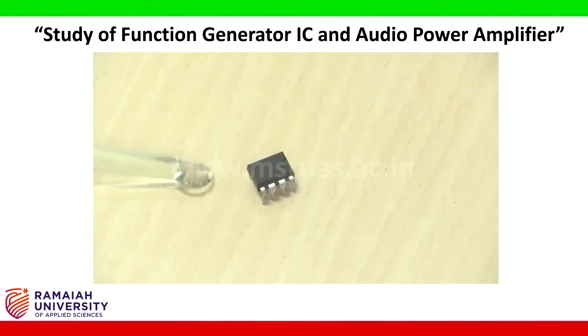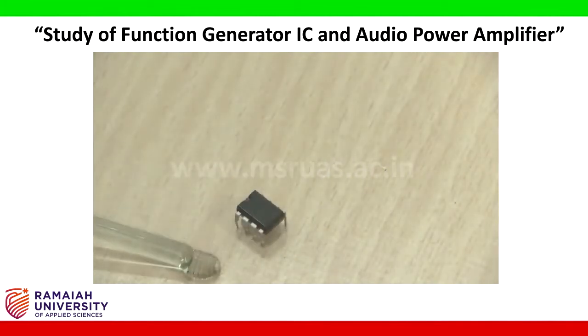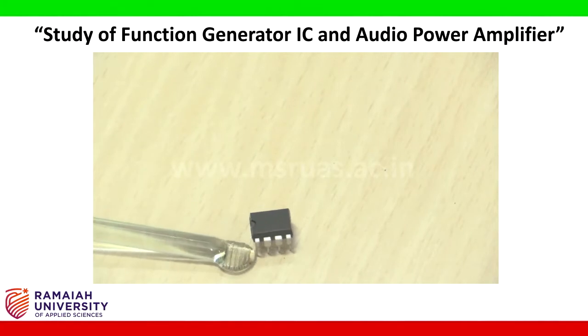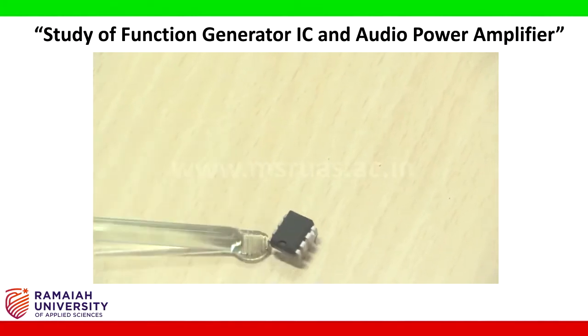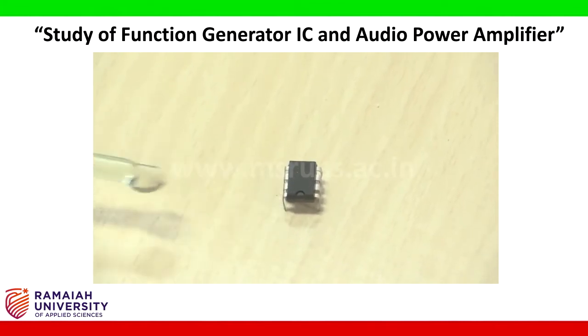This is the LM386 IC. This is the power amplification IC. It's an 8-pin IC I am going to use in this experiment. So we have a notch here. From the notch, left side 1, 2, 3, 4, 5, 6, 7, 8, an 8-pin IC.